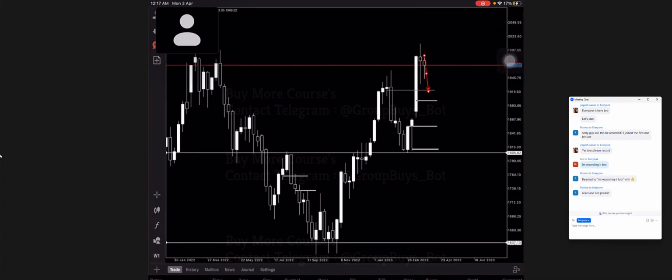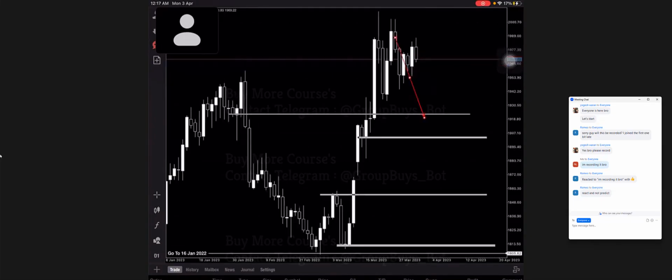Which time frame is this? The daily? Is this the daily time frame? Yeah, daily, bro. We can't see the time frame because the icon is there. Sorry. Okay. Daily level, bro.